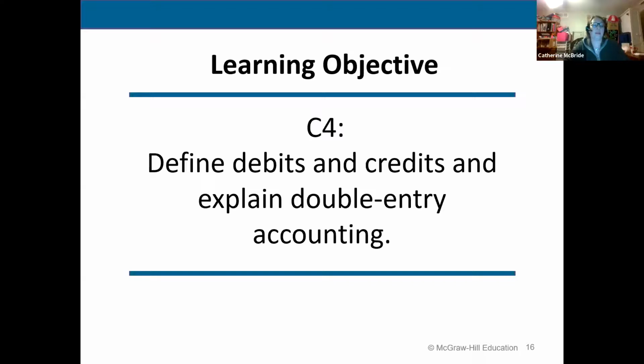So the first thing about debits and credits is, unless you already know something about debits and credits, forget what you think you know, and instead just focus on what I'm going to tell you.